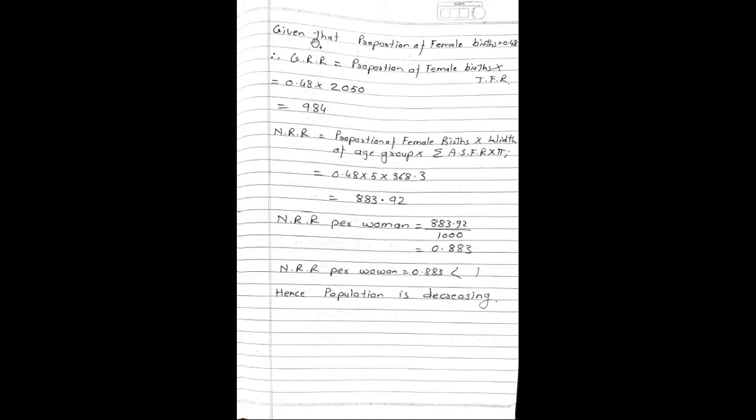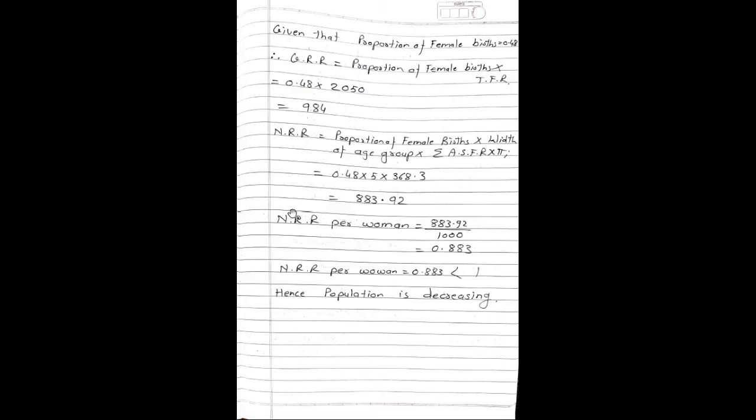Then given that proportion of female births is 0.48. So GRR is equal to proportion of female births into TFR, which is equal to 0.48 into 2050. So answer is 984. NRR formula is written as proportion of female births into width of age group into summation ASFR into pi I. So replace all the values. We will get the answer as 0.48 into 5 into 368.3. So answer is equal to 883.92. This is per thousand value.